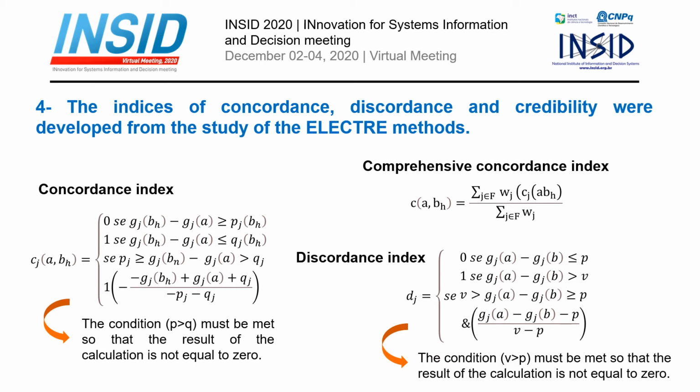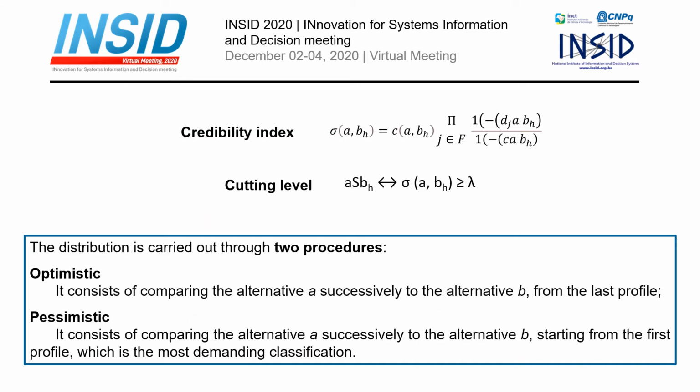From the study of the ELECTRE methods, we have developed the indices of concordance, discordance, and credibility. We have to satisfy these conditions. For the concordance index, P greater than Q, and for the discordant index, V greater than P. This slide shows the credibility index and the cutting level.